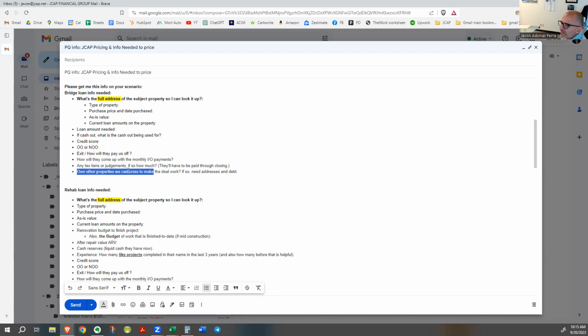And then I always want to know, do you own other properties that we can cross to make the deal work? Let's say they have a property and there's not enough value, not a clear exit. We're probably not going to do the deal. Well, if they have another property that we like, and they're willing for us to cross it, what that means is we'll have one loan and I can put a lien, just like a first or second position lien on a house, on multiple homes for that one loan.